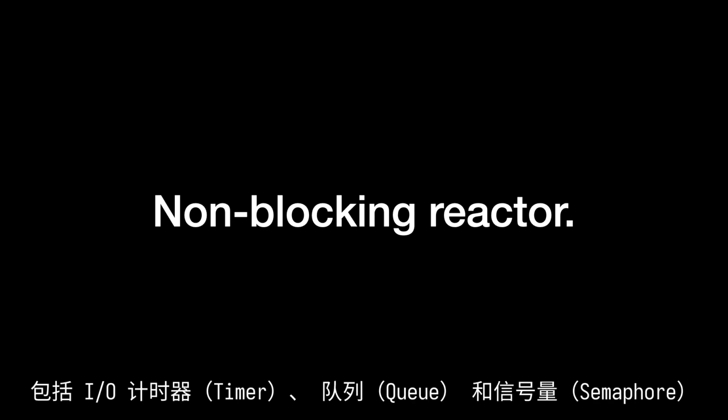At the core of Async is the non-blocking reactor, which implements the event loop. It supports a variety of blocking operations including I/O, timers, queues, and semaphores. Blocking operations yield control back to the reactor, which schedules other tasks until the operation can continue.